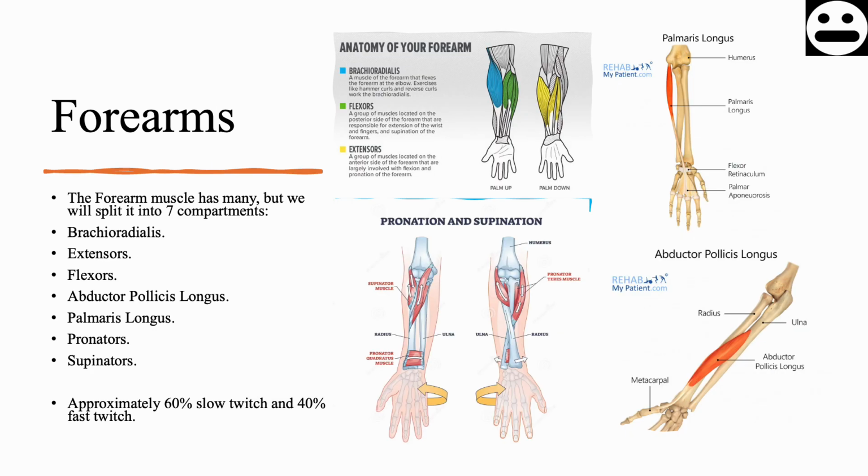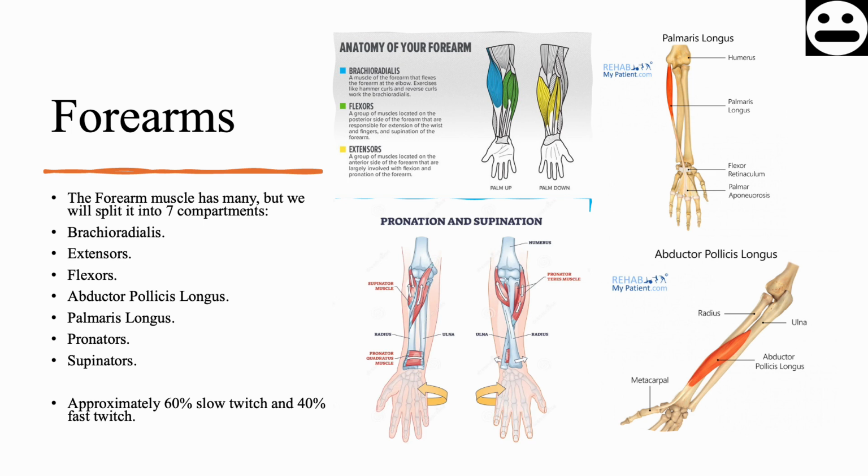Next we have forearms. Now the forearm muscles is quite complex as well, just like the neck. So I'm going to split it into 7 compartments to make it easier to understand. So first we have a brachioradialis, then we have the extensors muscles, just calling it extensors. We have flexors muscles, calling it flexors. We've got the abductor pollicis longus, we've got the palmaris longus. You've got pronators, and you've got supinator muscles.